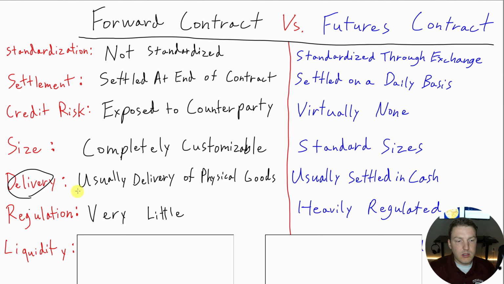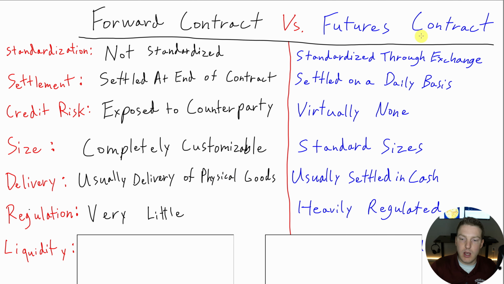So the fifth key difference of a forward contract and a futures contract is delivery. With the forward contract, usually there is a delivery of physical goods. So if we think back to our first example, we made that handshake agreement. At the end of the first month or the second month, however long we agreed to, I would have physically sent you that 1 barrel of oil, and you would have sent me cash for that oil. So that would have been a delivery of physical goods.